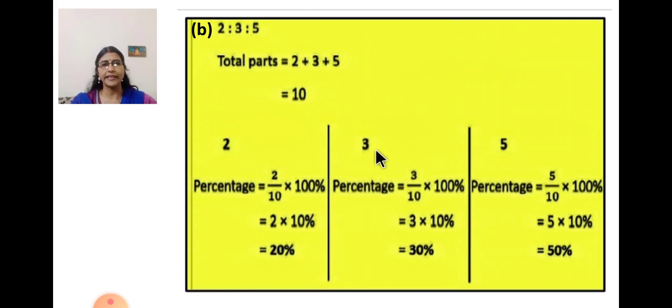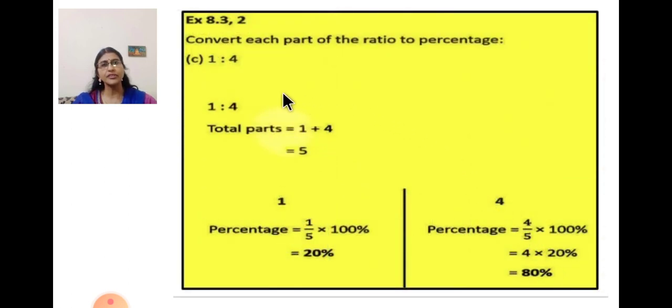Now next is 3. So we'll write 3 upon, this is 3 and this is the total part, 3 upon 10 into 100%. And then we will reduce it. 10 tens are 100 and 3 into 10 is 30%. Similarly, now for 5 parts also we'll find out the percentage. So it will be 5 upon 10. This is the total part, 5 upon 10 into 100 and then 10 tens are 100. 5 into 10 is 50%. So this way you can convert ratio to percentage.